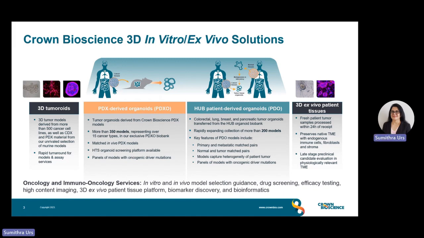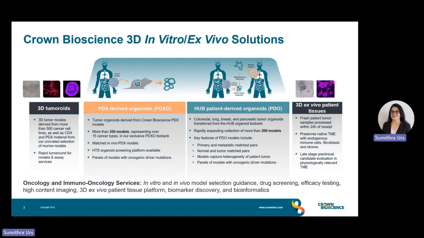The second one is the PDX derived organoids, also called PDXO, and as mentioned, they are derived from our PDX tissues harvested from mice. The advantage of using this platform is that they have matching established in vivo PDX models already at Crown Bioscience.